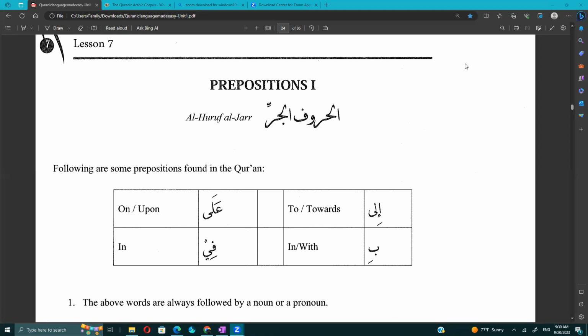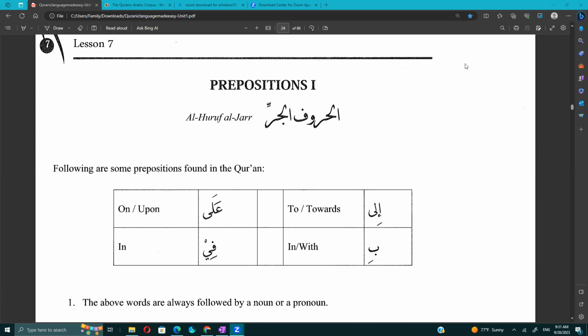Rabbi zidni ilma. So in the previous classes, we learned from lesson 1 to lesson 6. We learned about the three types of words, attached pronouns, detached pronouns, and all those things. Does anyone have any questions or doubts or anything they want to share from the previous lessons? You can also type it on the chat box on Zoom or on WhatsApp. If everything is clear with you, then we can start with lesson 7, that is prepositions, inshallah.